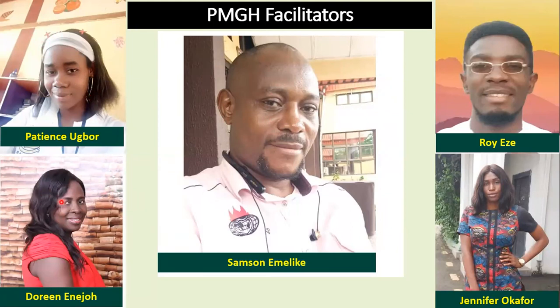And then down here is Doreen. Doreen will not be participating in this course because of other engagement. And then at the top right here is Roy Eze. You'll be meeting him and interacting with him. He supports all the other facilitators in these various groups. And then here we have our lady, Jennifer Okafor, who will be facilitating in one of the subgroups. Jennifer will be facilitating the success group, while Patience will be facilitating in the Dominion group.